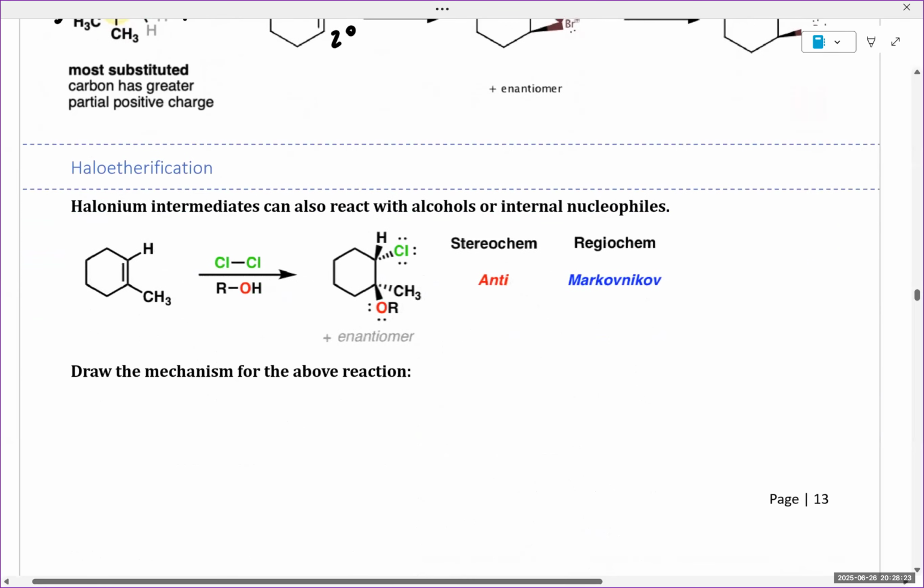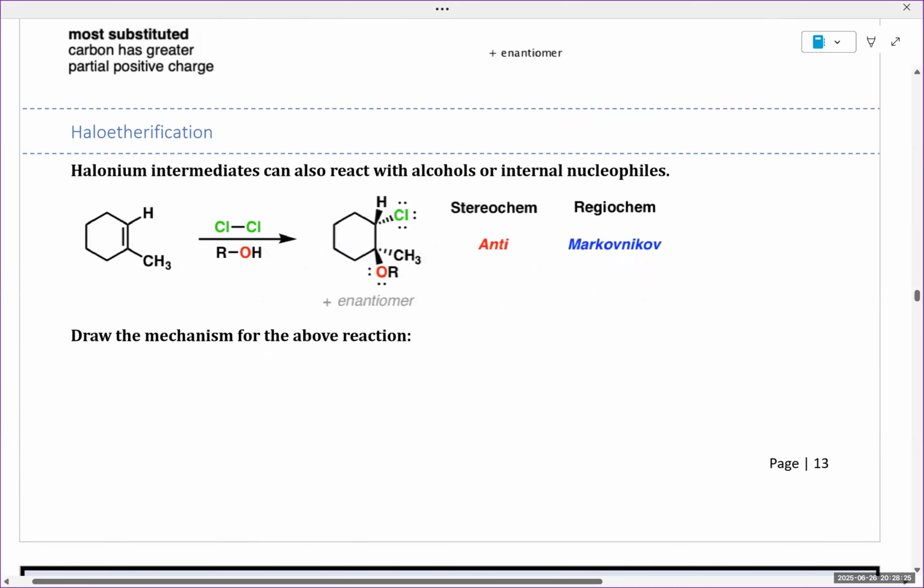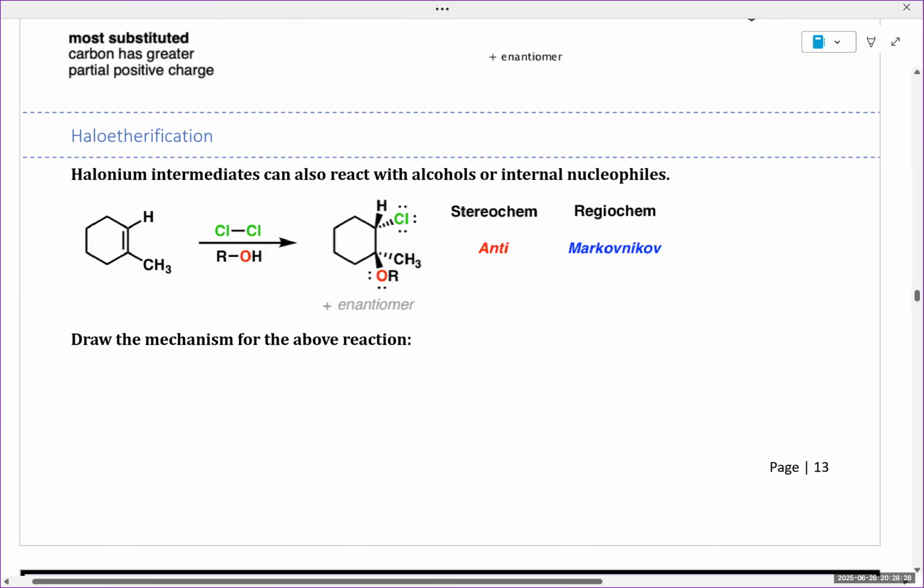Now, one variation of halohydrin formation is haloetherification. Halonium intermediates can react with alcohols or other internal nucleophiles. So in this case, rather than water, we're using an alcohol. The mechanism otherwise is exactly the same. So let's practice and let's try to draw a mechanism for this reaction. So pause the video, work through this example, and then we'll discuss.